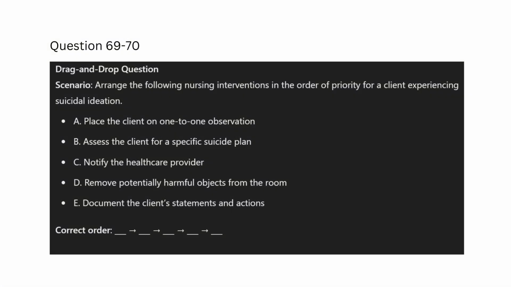Drag and drop question 69 to 70. Scenario. Arrange the following nursing interventions in the order of priority for a client experiencing suicidal ideation. A. Place the client on one-to-one observation. B. Assess the client for a specific suicide plan.